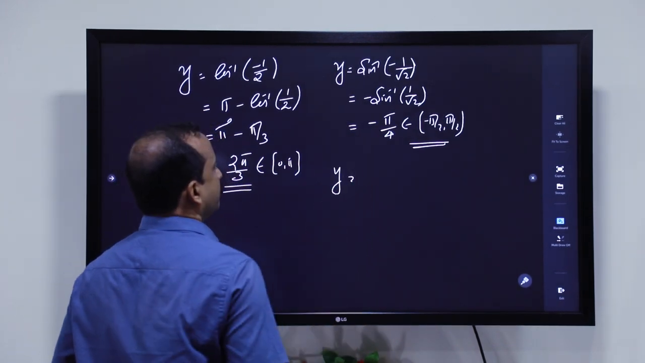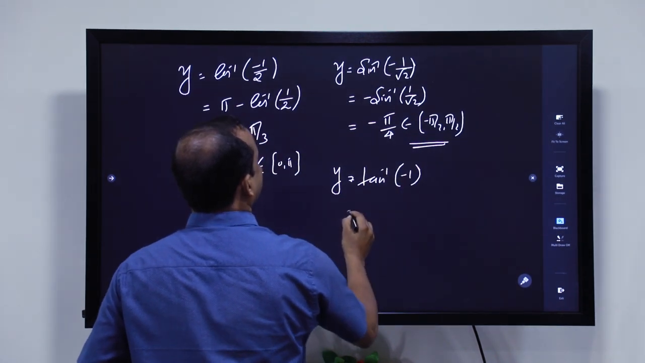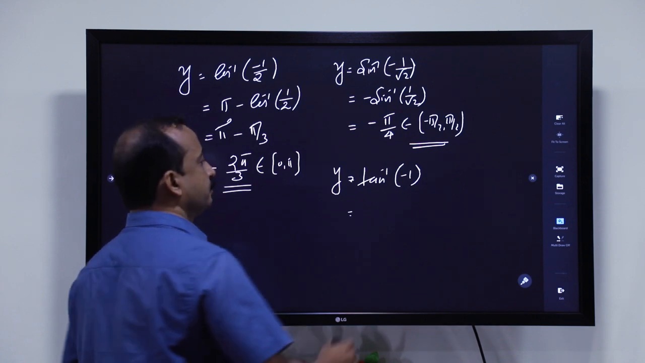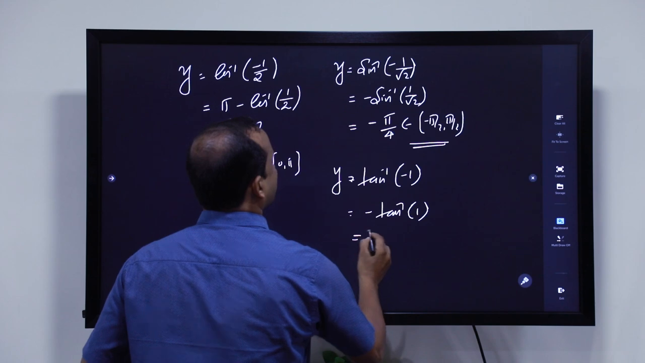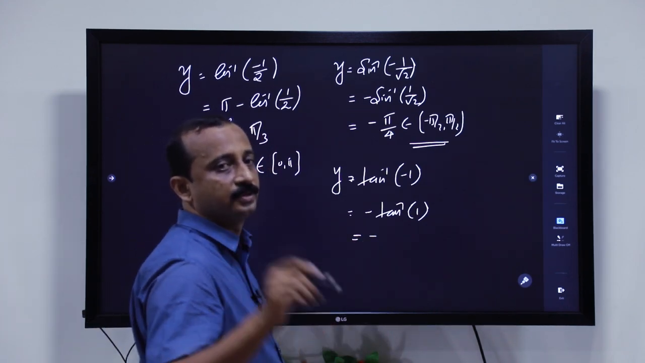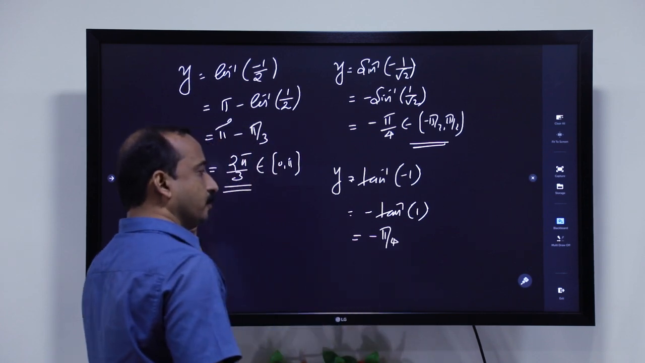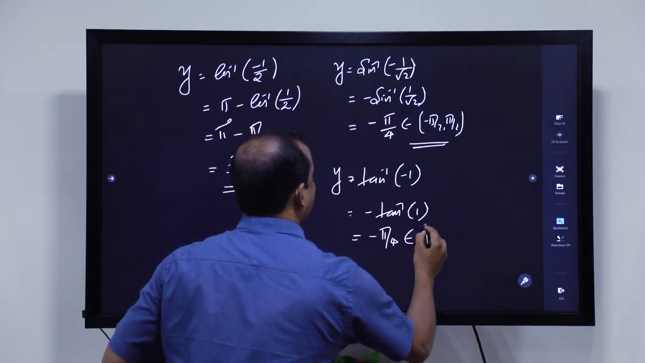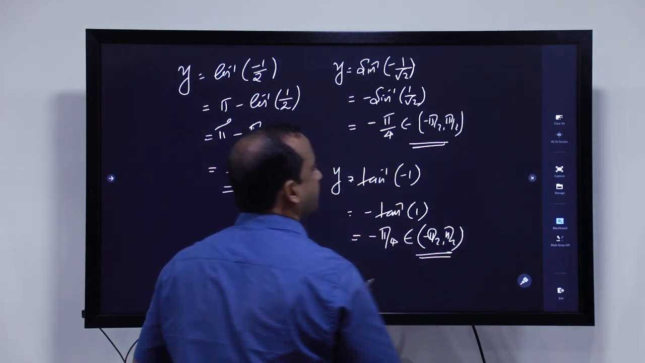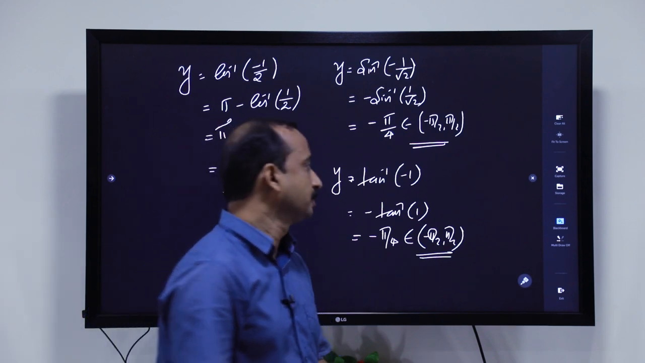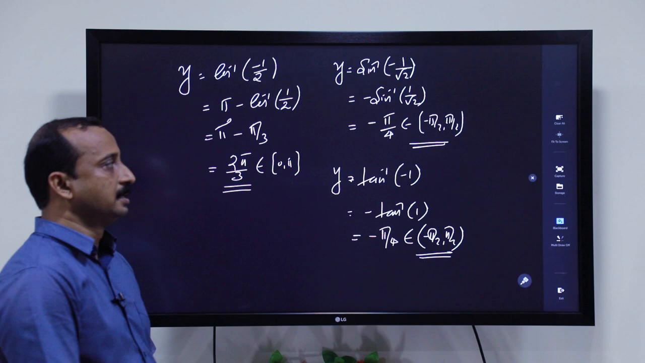Now, discuss one more question: tan inverse minus 1. You know the tan inverse minus x formula is minus tan inverse x, so that is minus tan inverse 1. Tan of which angle is 1? Tan 45 is 1, so the angle is 45 degrees, that is pi by 4, giving minus pi by 4. Clearly minus pi by 4 is an element of the open interval minus pi by 2 to plus pi by 2. So the principal value of tan inverse minus 1 is minus pi by 4. It's a very easy portion.